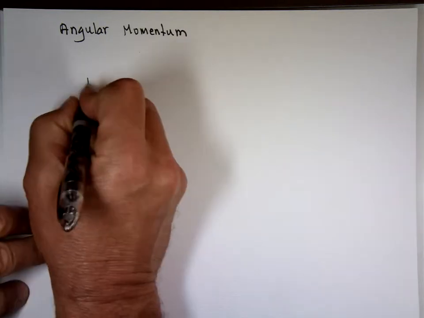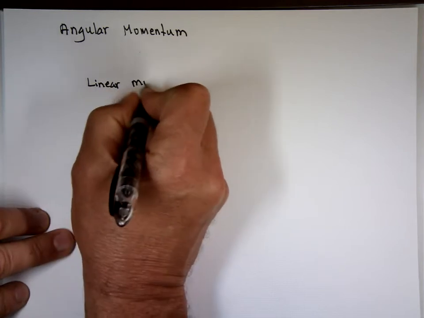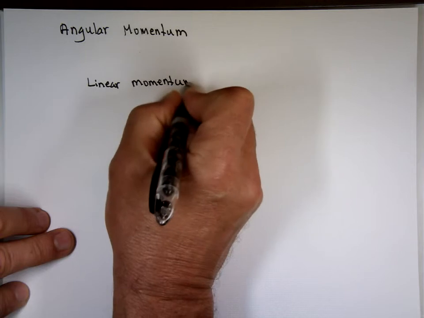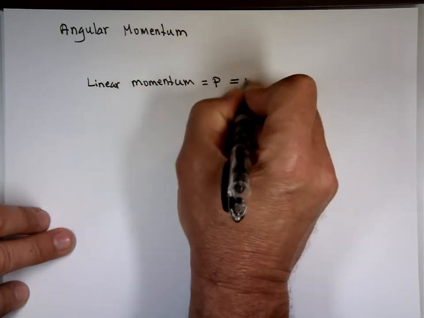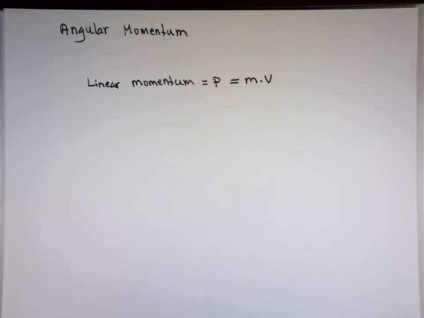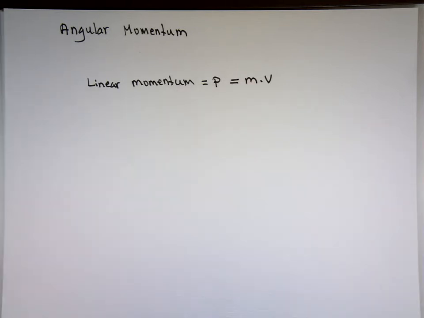Let's take you back to linear momentum. Remember linear momentum? We use the letter what? P. We say it's what? Mass times the velocity. When an object is moving, it has a moving power. And that moving power is equal to mass times velocity.